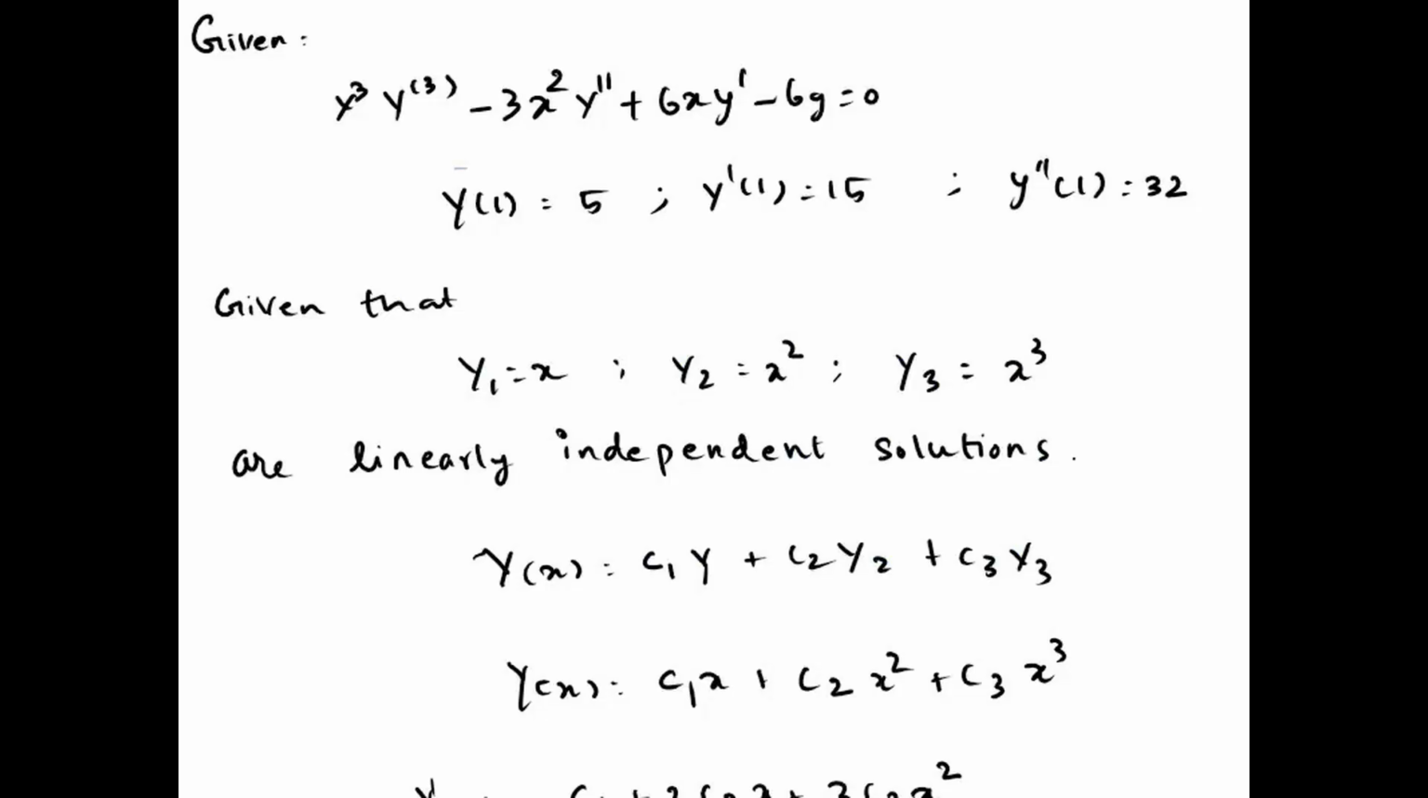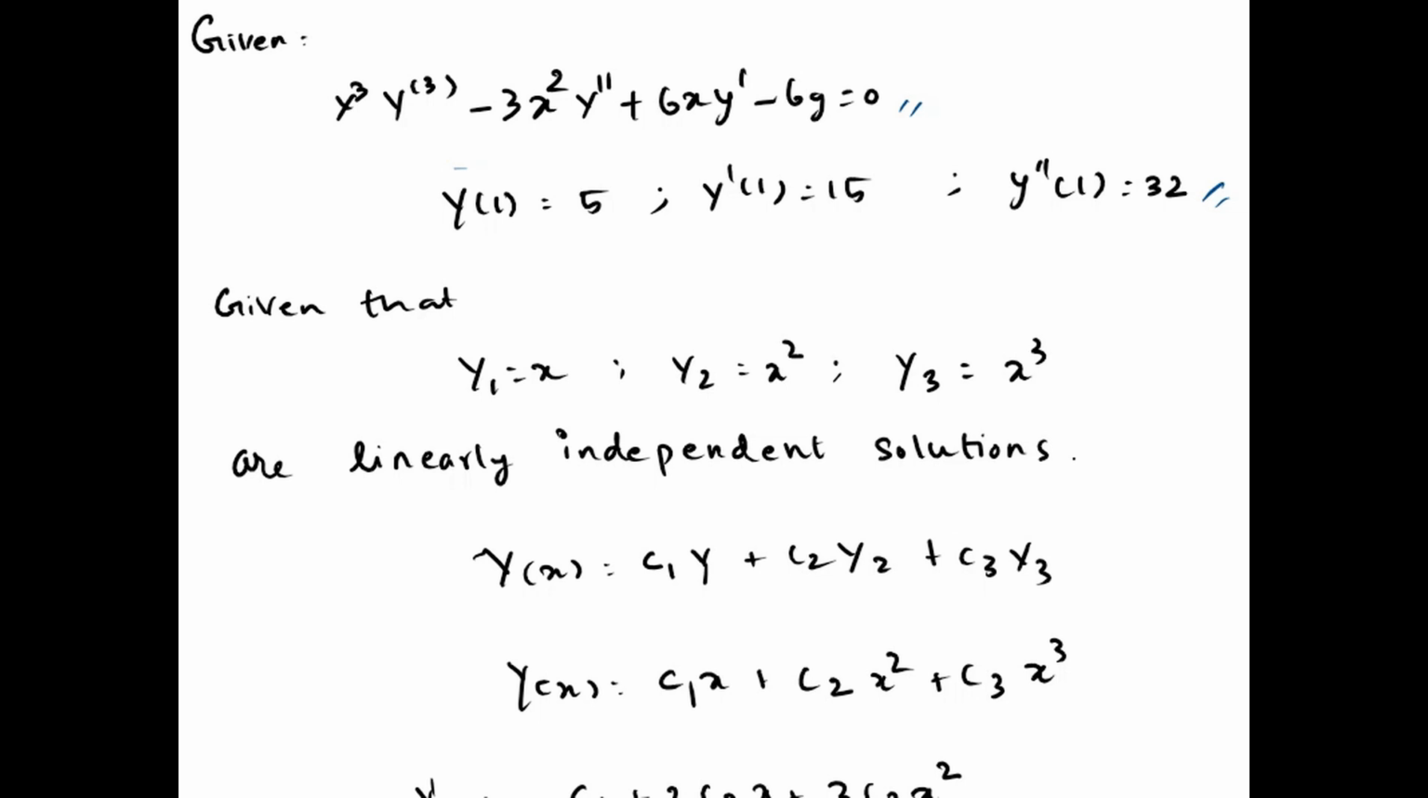Hello friends, we are given the differential equation x cubed y triple dash minus 3x squared y double dash plus 6x y dash minus 6y equal to 0. We are given the initial conditions y of 1 equal to 5, y dash of 1 equal to 15, and y double dash of 1 equal to 32.